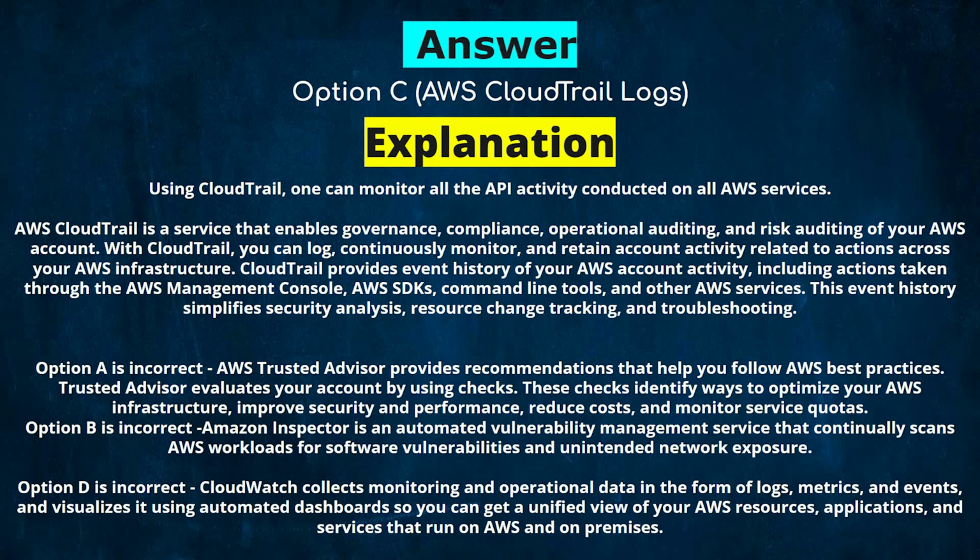Option B is incorrect. Amazon Inspector is an automated vulnerability management service that continually scans AWS workloads for software vulnerabilities and unintended network exposure. Option D is incorrect. CloudWatch collects monitoring and operational data in the form of logs, metrics, and events, and visualizes it using automated dashboards so you can get a unified view of your AWS resources, applications, and services that run on AWS and on-premises.